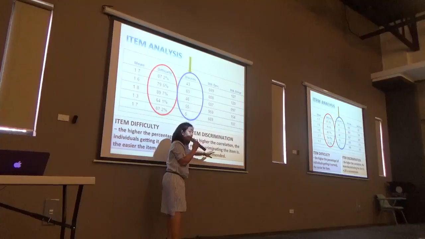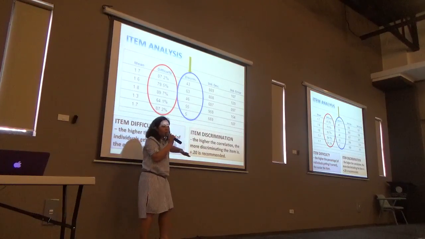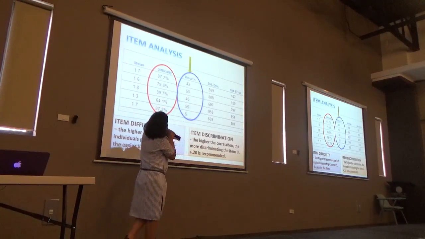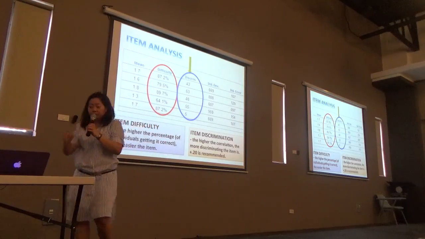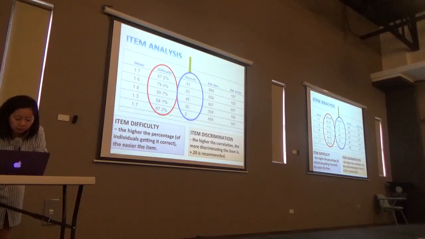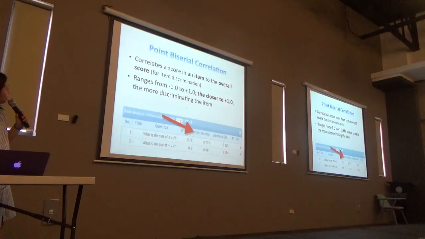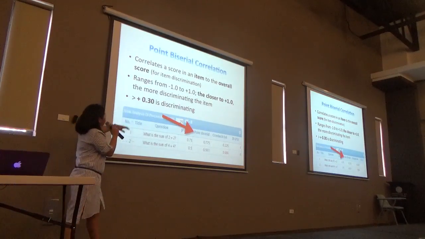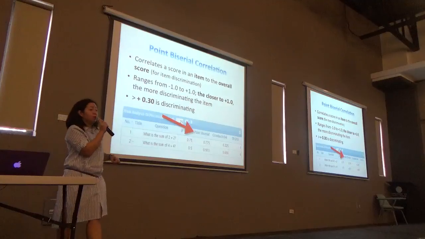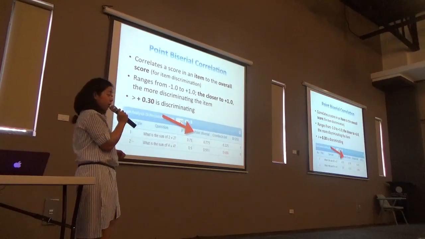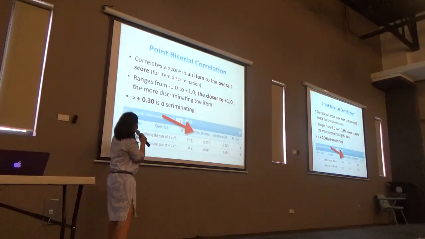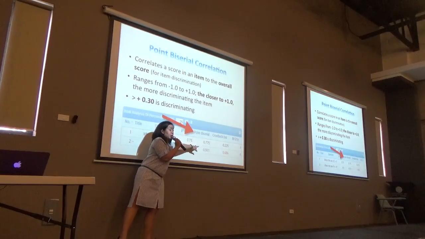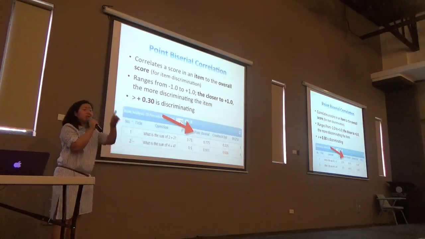Okay? Positive 0.2 is recommended, but in psychological testing, we want it higher, we want 0.30. Okay, now, if the item is closer to zero correlation, so this is the statistic that allows for that. The closer to positive 1.0, the more discriminating the item is. So in this particular item, what is the sum of 2 plus 2? The point-biserial correlation is 0.77. It means it's a good item.